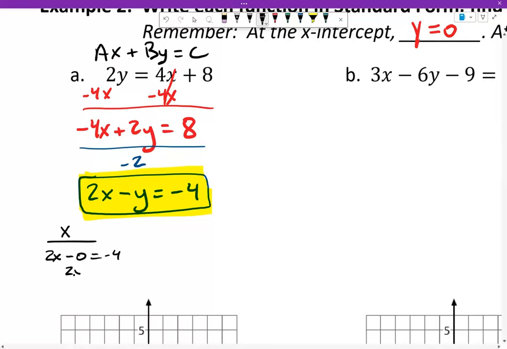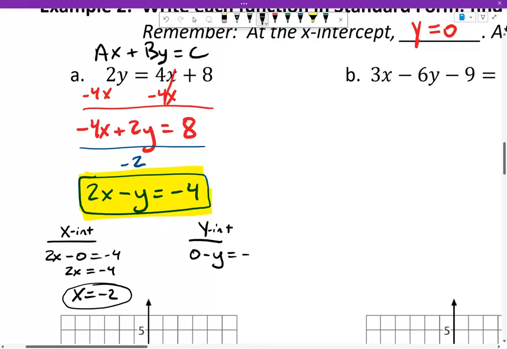And just 2x equals 4, negative 4. The great thing about standard form is that you can just zero out one term and then the other to find the intercepts. So I know that the x-intercept here is negative 2. Similarly, for the y-intercept, I'll put 0 in for x. So 0 minus y equals negative 4. So negative y equals negative 4, which means y equals 4.